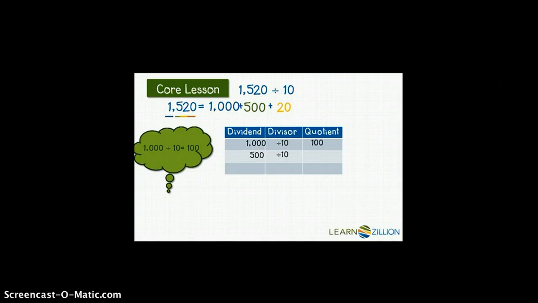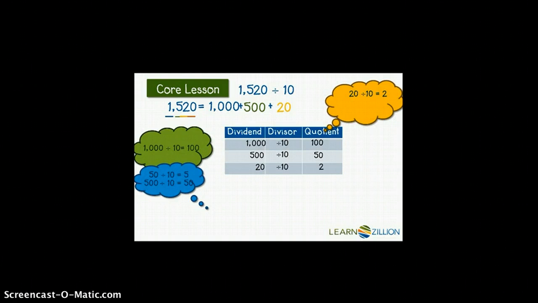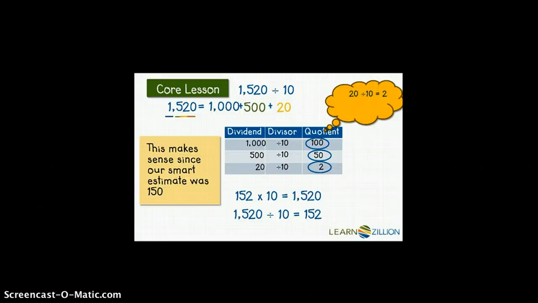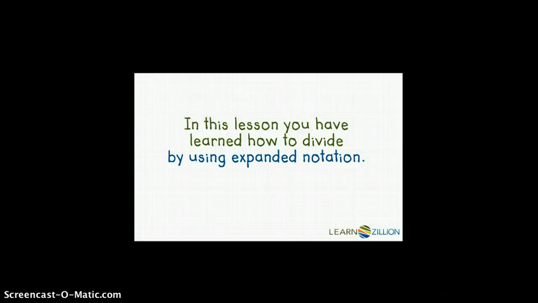500 divided by 10 is my next number. If 50 divided by 10 is 5, then 500 divided by 10 would be 50. And 20 divided by 10 is 2. That shows me my quotient is 100 plus 50 plus 2, so 152. Times 10 is 1,520, which means 1,520 divided by 10 equals 152. So they would each have 152. This makes sense since our smart estimate was 150. In this lesson, you have learned how to divide by using expanded notation.